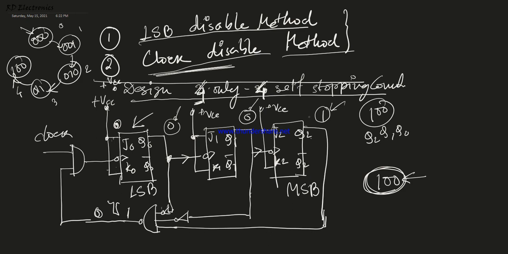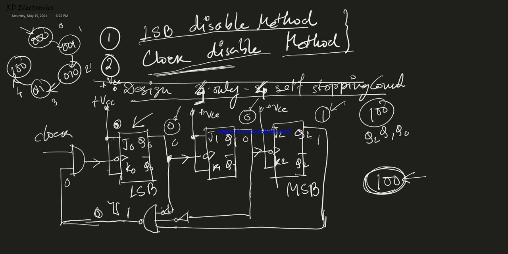Now again, when the 1 0 0 state comes, the output is logic 0, because this is a mod-4 counter. If the output is 0, then 0 is applied here, so we don't get any clock at this output. So the flip-flops stay in a stable state, with no state change. The output remains fixed in the state 1 0 0. So this is the mechanism of the clock disable method.